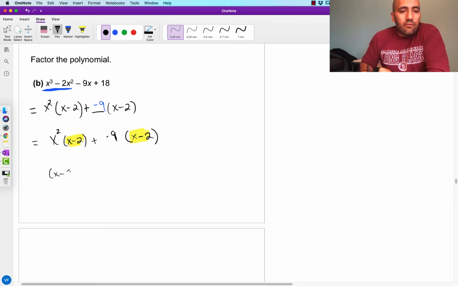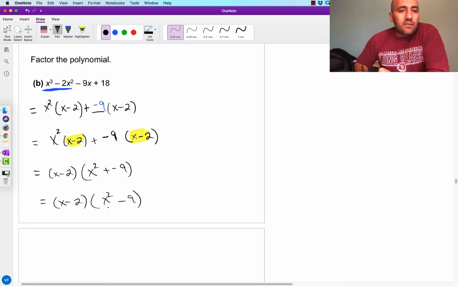It's the reverse of distribution. And so we end up with x squared plus a negative 9, which is x squared minus 9, times x minus 2. And then that leads to the next way that we're going to factor things, by noticing patterns. So if you already noticed this pattern, you know that this is going to be x minus 2 times x plus 3 times x minus 3, right?